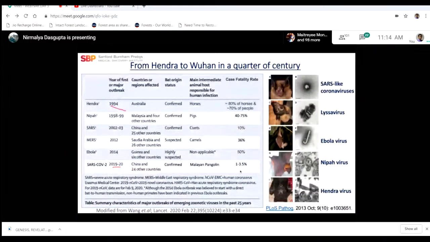But it is so deadly. You can see the death rate is 1% to 80%, 70%. But those viruses do not cause any harm to bats. Bats always become asymptomatic carriers of these viruses, their reservoir, and they maintain a subclinical infection in their body.